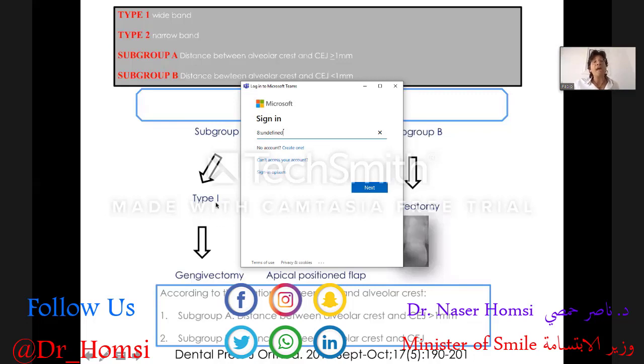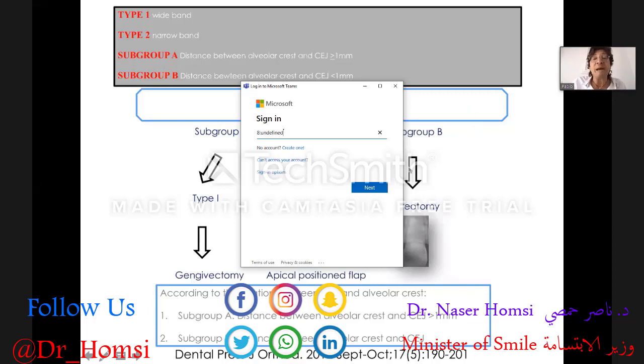Okay? What happens if the patient is a subgroup A, so the distance is higher than 1 millimeter, and is type 1? So we have a wide band of keratinized gingiva. It happens that we can do something very easy. We can treat the altered passive eruption by means of a very simple gingivectomy, a manual one with the surgical technique or with laser technique, whatever we want, something easy.